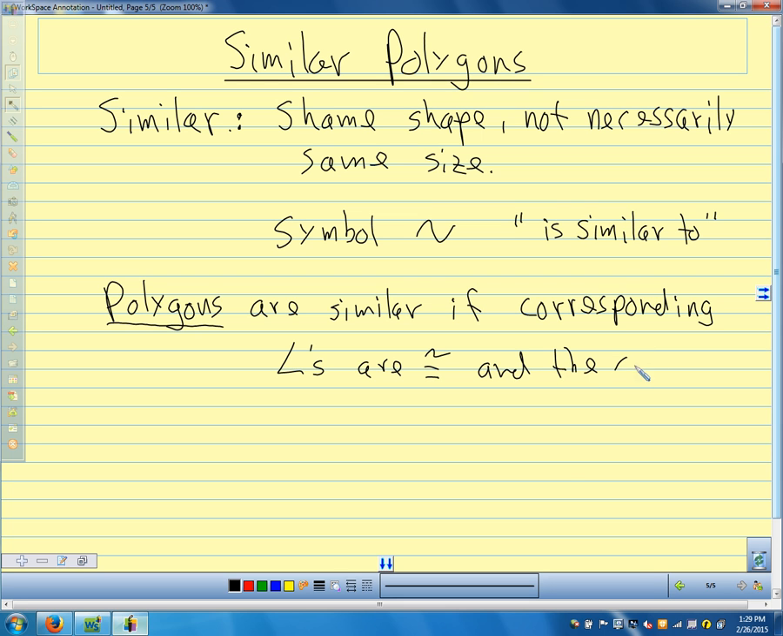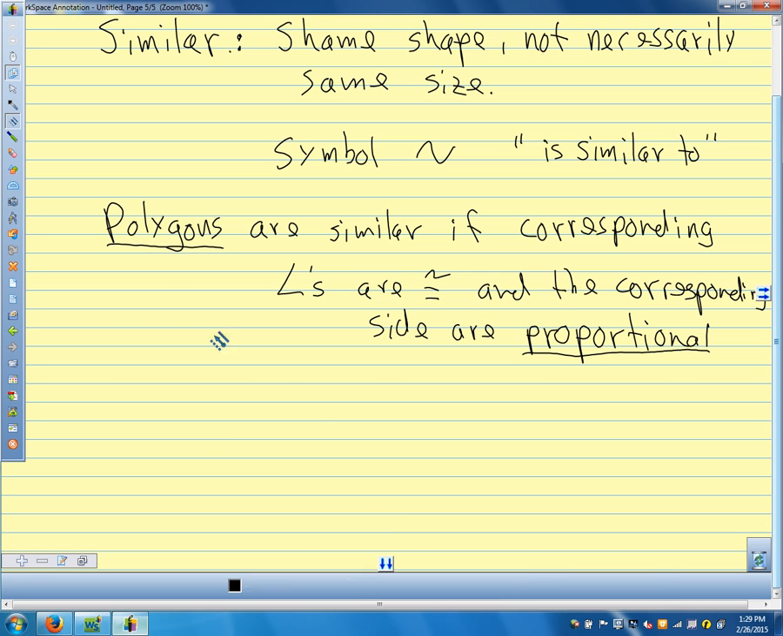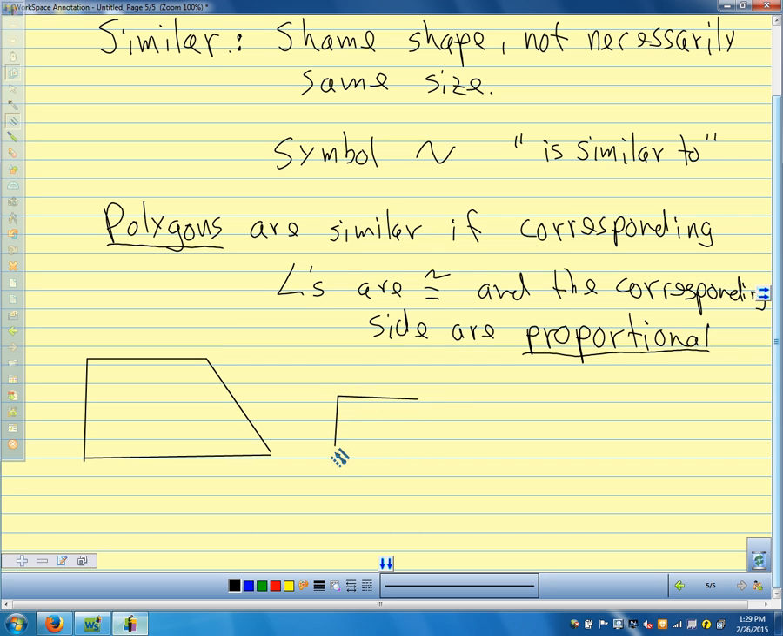and the corresponding sides are proportional. So there's why we were talking about proportions, because when we have similar shapes, our corresponding sides are proportional. The angles are the same, the sides are proportional. So let's draw a picture of what we're talking about. And I'm going to call this A, B, C, D, and E, F, G, H.